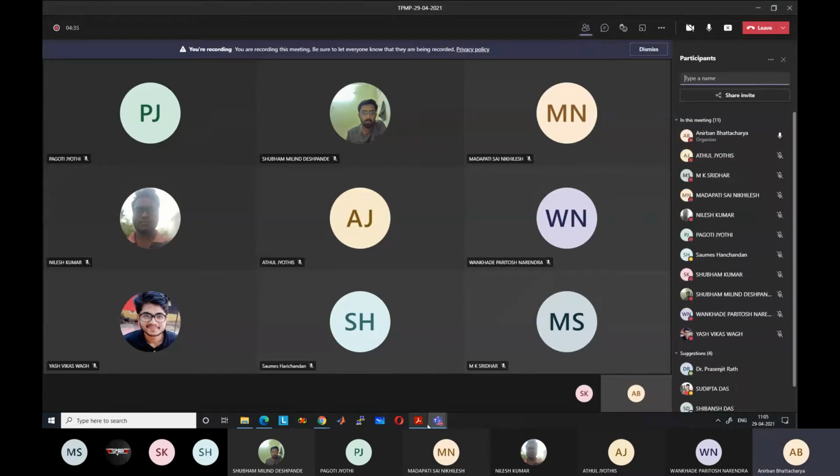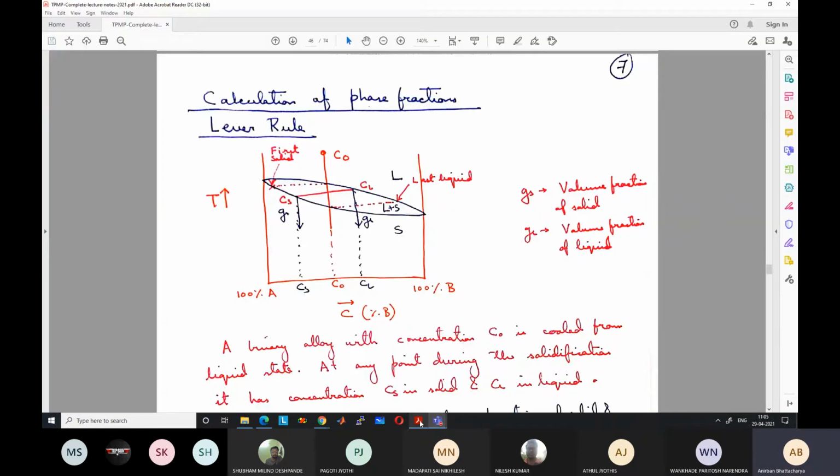Good morning. We will continue our discussion from the previous class on phase diagrams. Again, it may be familiar for many of you, most of you I guess, but it will be a good revision of the material.